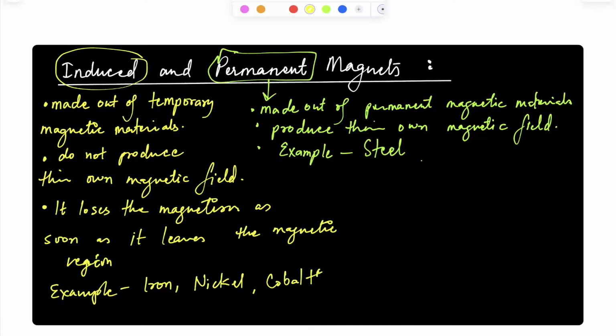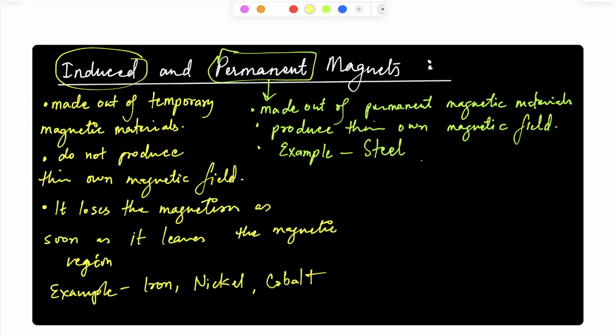These are the magnetic materials we already discussed, but these are the different types of magnets, induced and permanent magnets. So just remember, for 2 marks, you make your answer ready. Permanent are made out of permanent magnetic materials, whereas induced are made out of temporary magnetic materials.